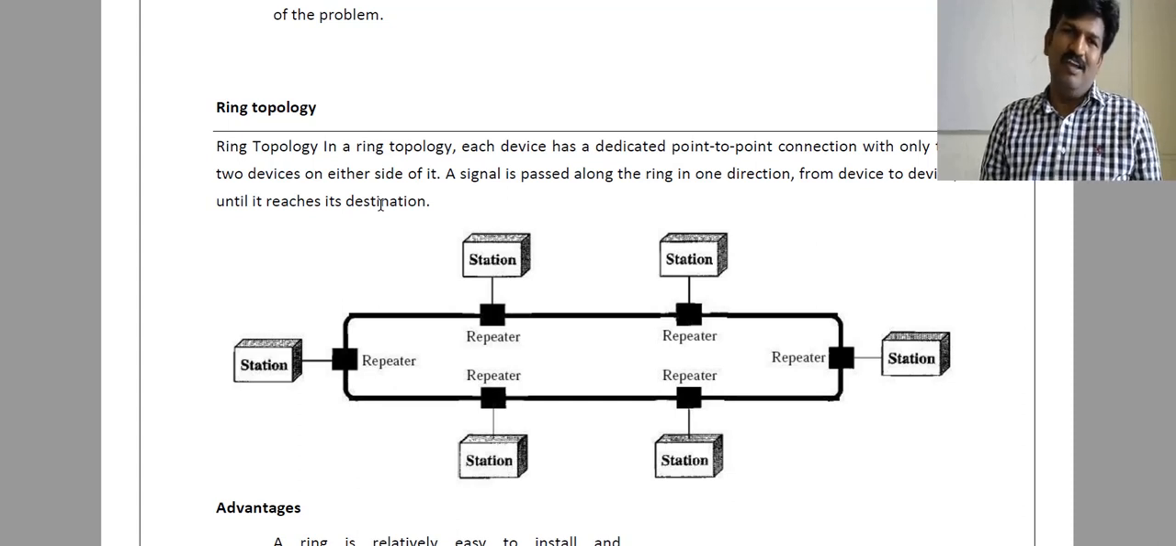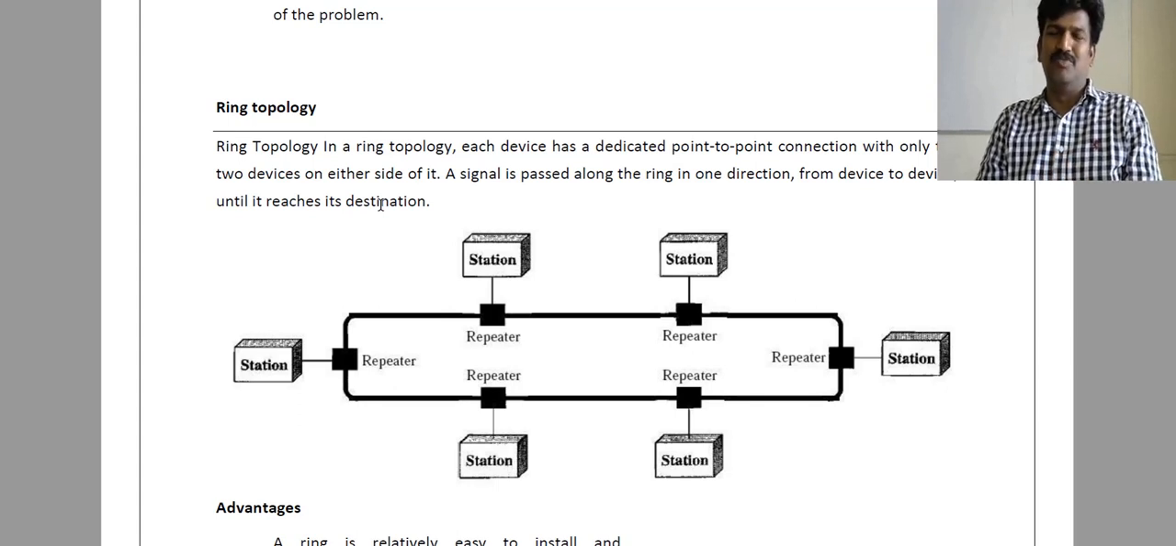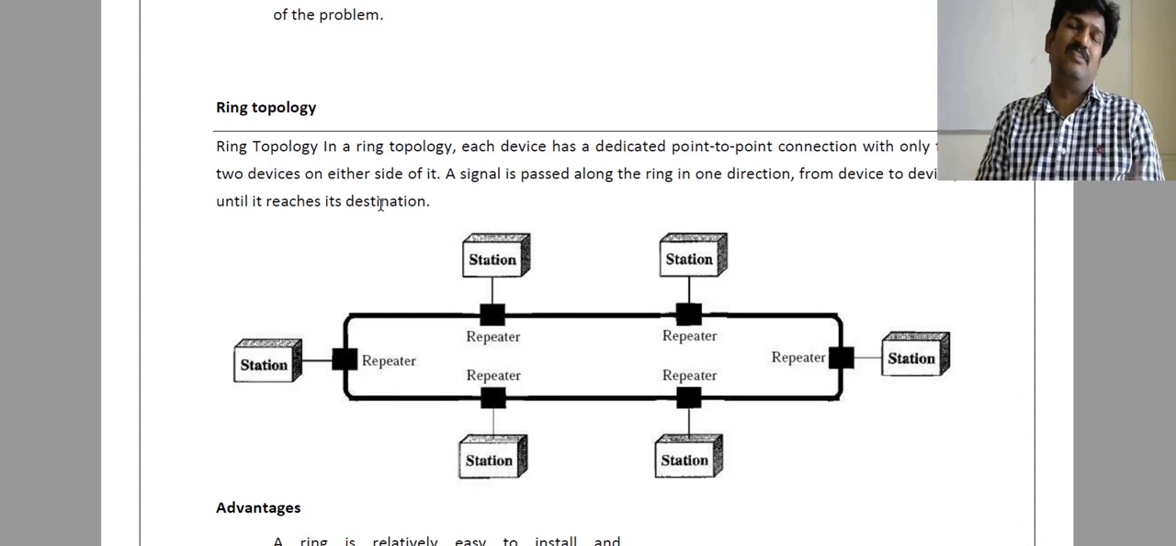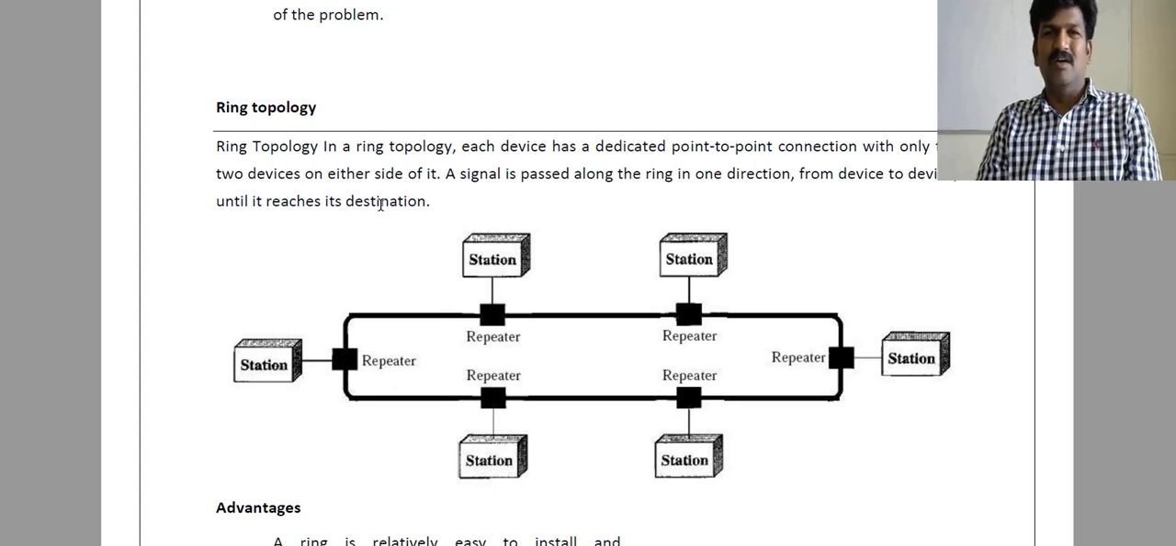This is the way you can have ring topology. All the computers are like this only, which are going to have the dedicated link to either side of them. Okay, a signal is passed along the ring in one direction. It needs to have a definition of how to transmit the signal. When they want to communicate among the computers, it is going to follow one direction. It may be a clockwise direction or it may be anti-clockwise direction.